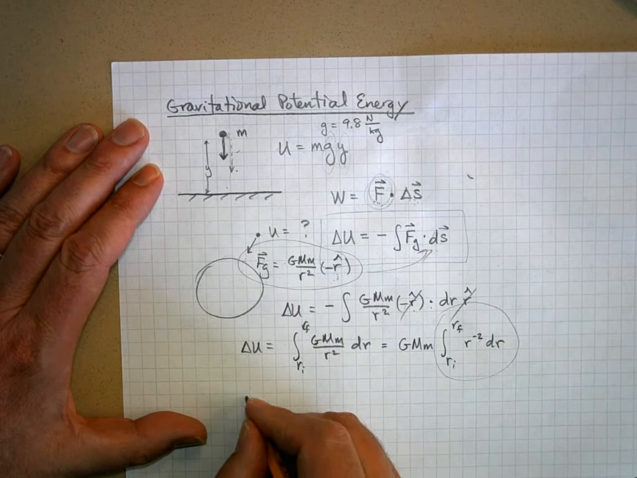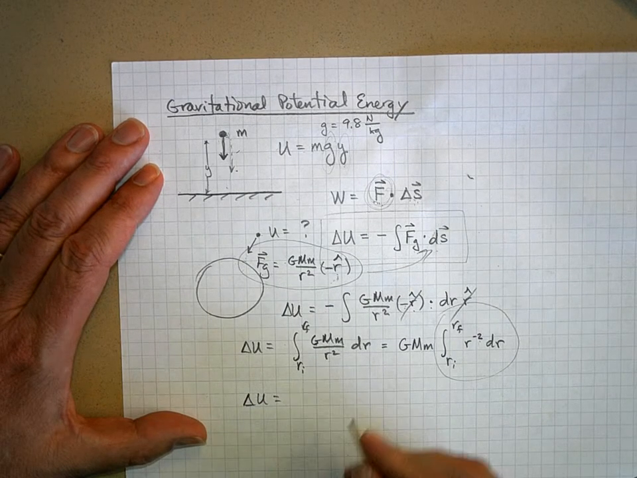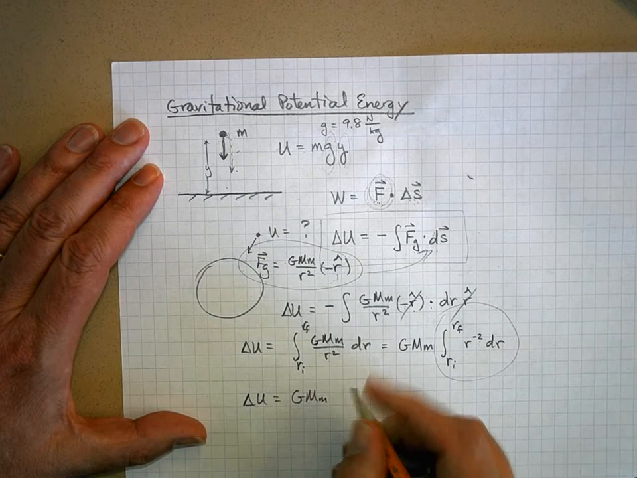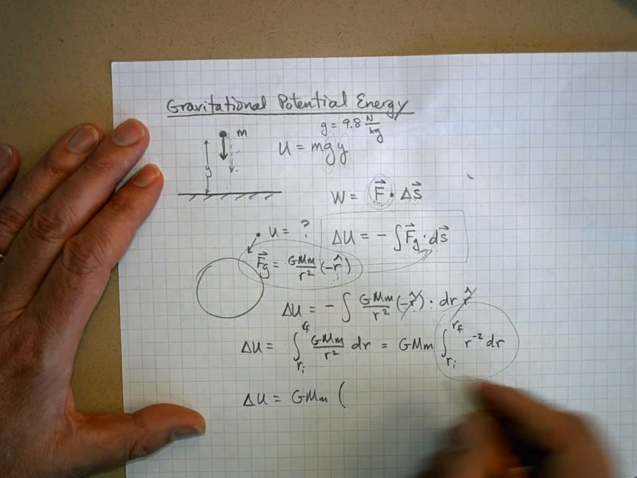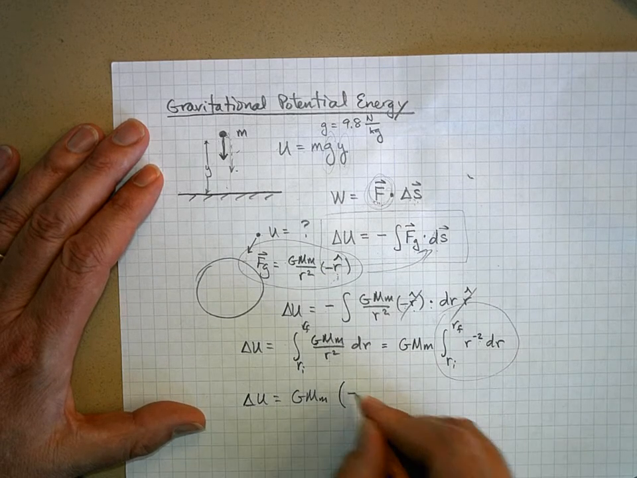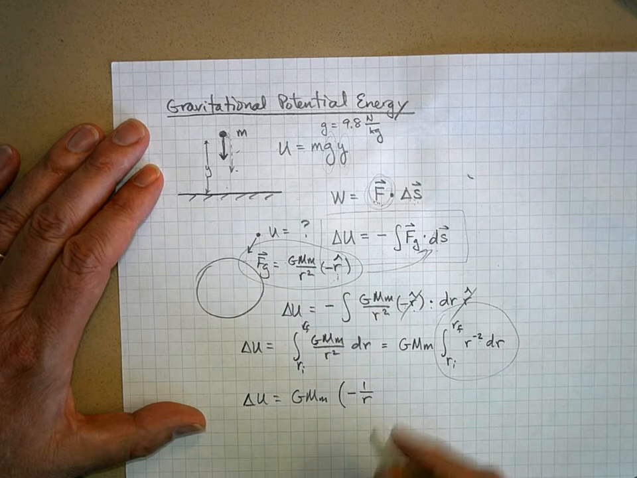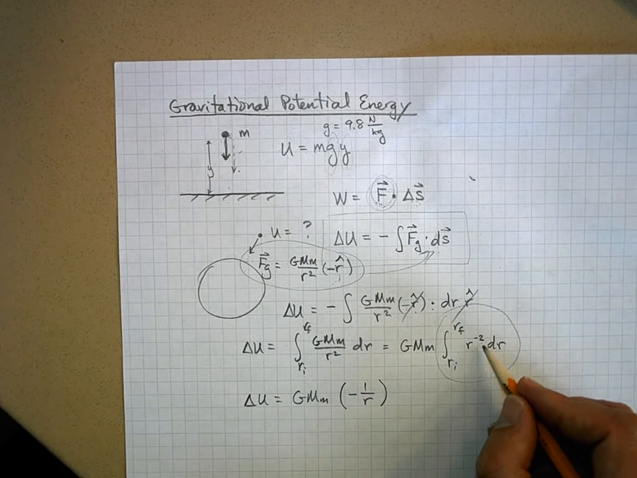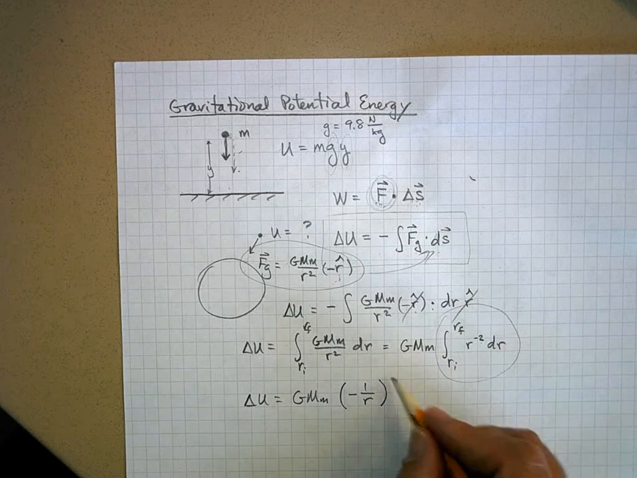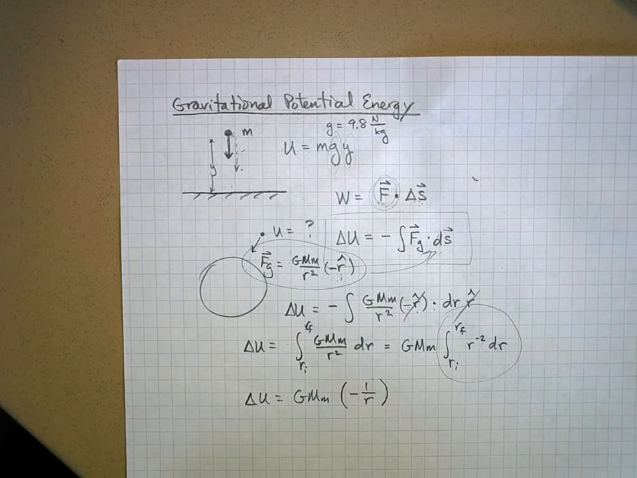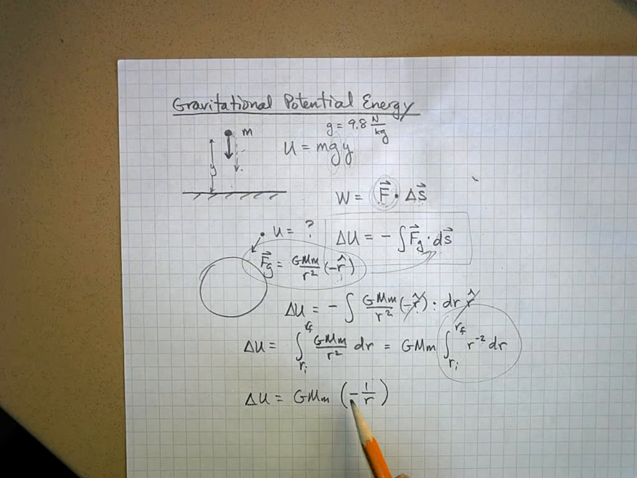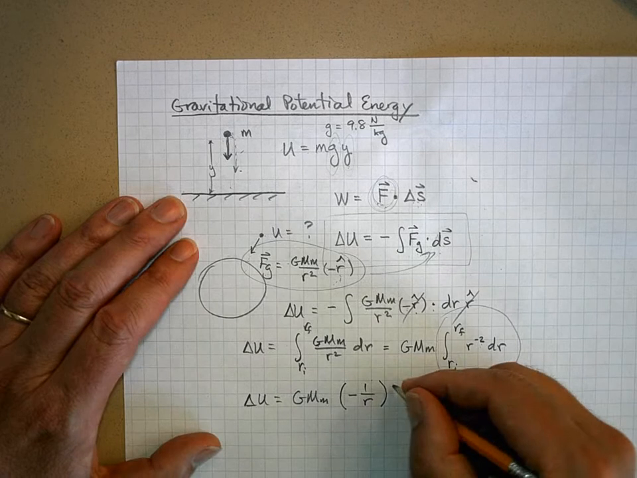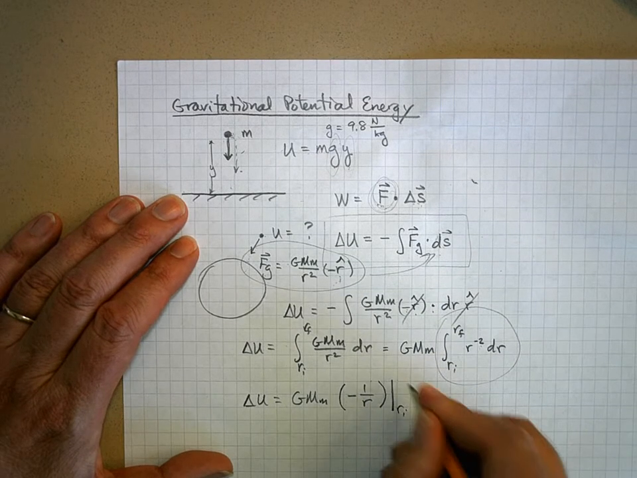So what we're going to get is delta U is equal to GMm, and then we're going to have a negative 1 over r. Okay, that's the integral of this, because we got r to the negative 1. What is r to the negative 1? It's 1 over r. And then you divide by the new exponent. Remember that in the power rule? Well, what's the new exponent? Negative 1. So I put it right there. Then we're going to evaluate it from r initial to r final.